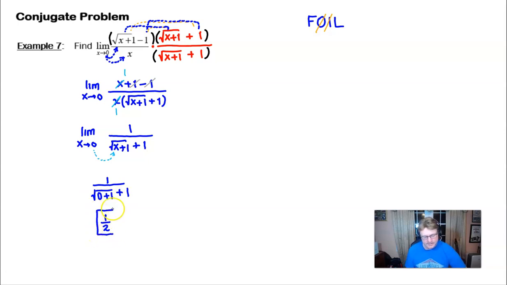And there's so many things that you can do with this. If you wanted to use a piece of technology, you could graph this to see that the value of y is indeed approaching that half. You could look at a table of values, but you're going to get that reinforcement that you need.